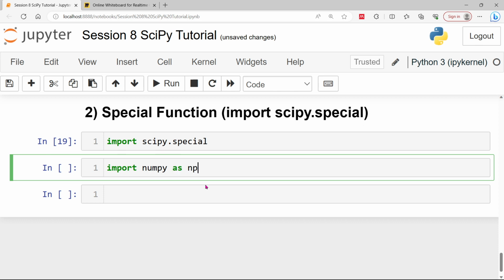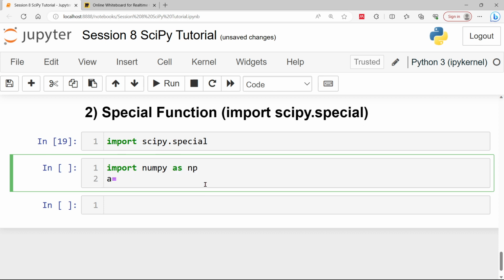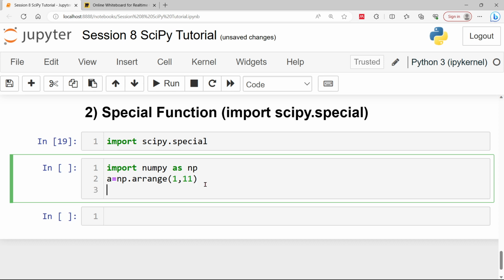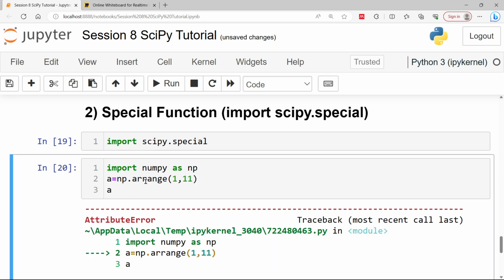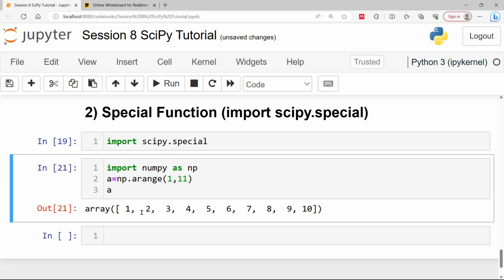NumPy as np, and then a is equal to np dot arange with 1 comma 11, right? And finally a. Oh, it's a single r. So here we are distributing 1 to 10, excluding the second term. Inside the arange function we have 1 to 10, and every value just has an increment of 1, right? So this is the arange function, right? What will happen if you give another part?